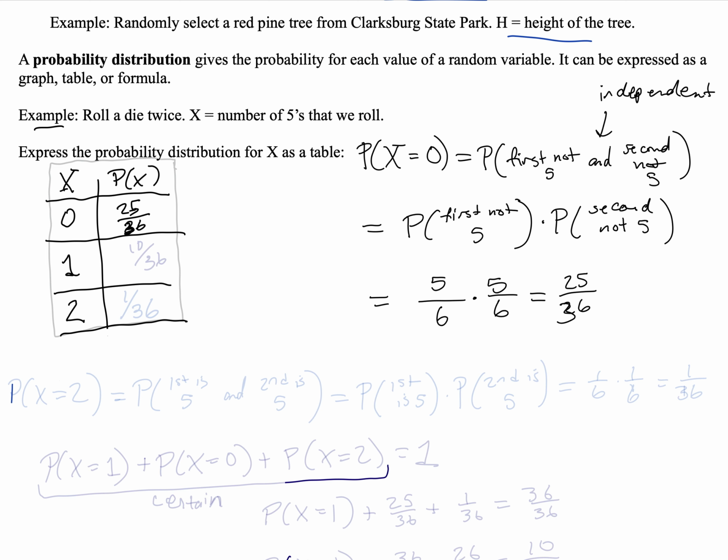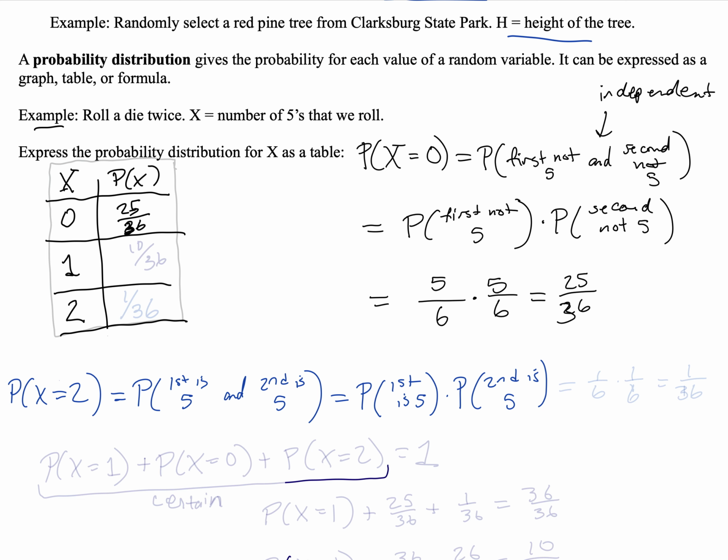Similarly, we can find the probability that X is equal to 2. We can also find the probability that X equals 1, but I'm going to leave that one for a moment. So the probability that X is equal to 2 is the probability that the first is a 5 and the second die is a 5. So again, because these are independent events and by the multiplication rule, this is the probability that the first is 5 times the probability that the second is a 5.